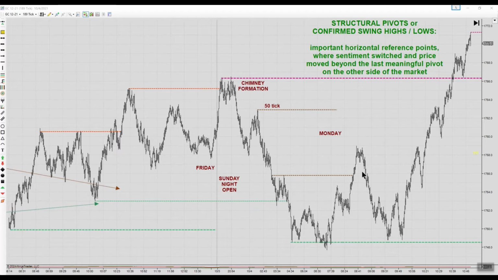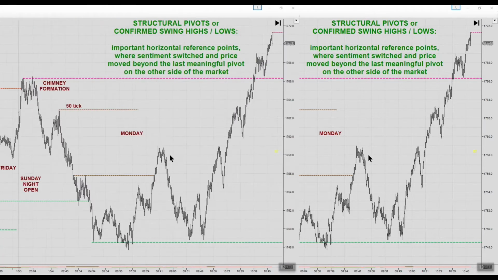Today I'll explain structural pivots, also known as confirmed swing highs and lows. The definition: these are important horizontal reference points where sentiment switched, or in other words, where price pivoted and then moved beyond the last meaningful pivot on the other side of the market.